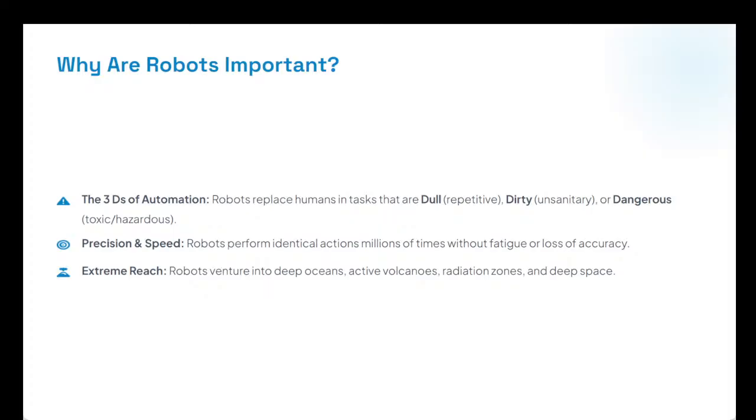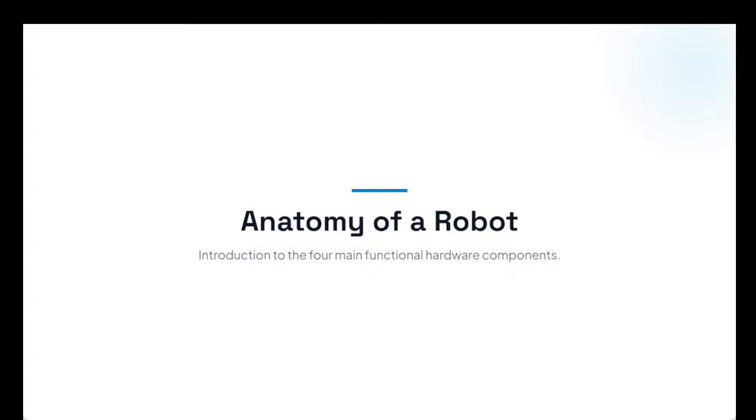Why are robots important? The 3 Ds of automation. Robotics replace humans in tasks that are dull, meaning repetitive, dirty, unsanitary, and dangerous, toxic, and hazardous. Robots perform identical actions millions of times without fatigue or loss of accuracy. Extreme reach: robots venture into deep oceans, active volcanoes, radiation zones, and deep space.